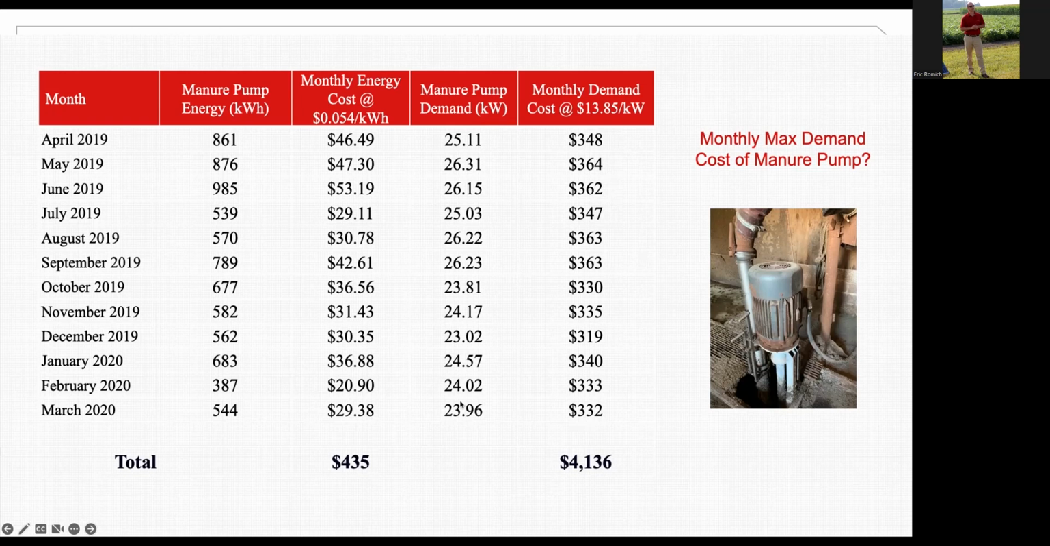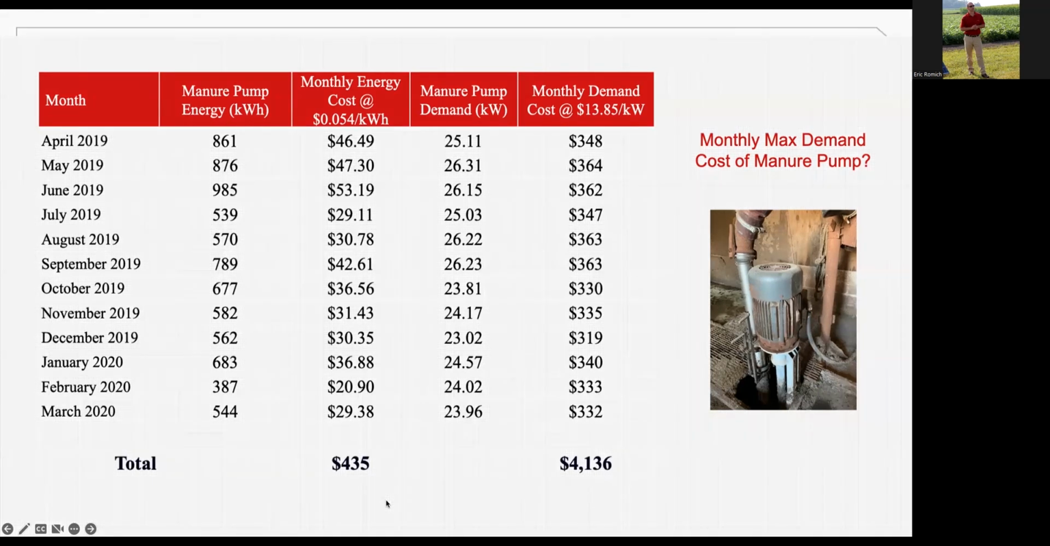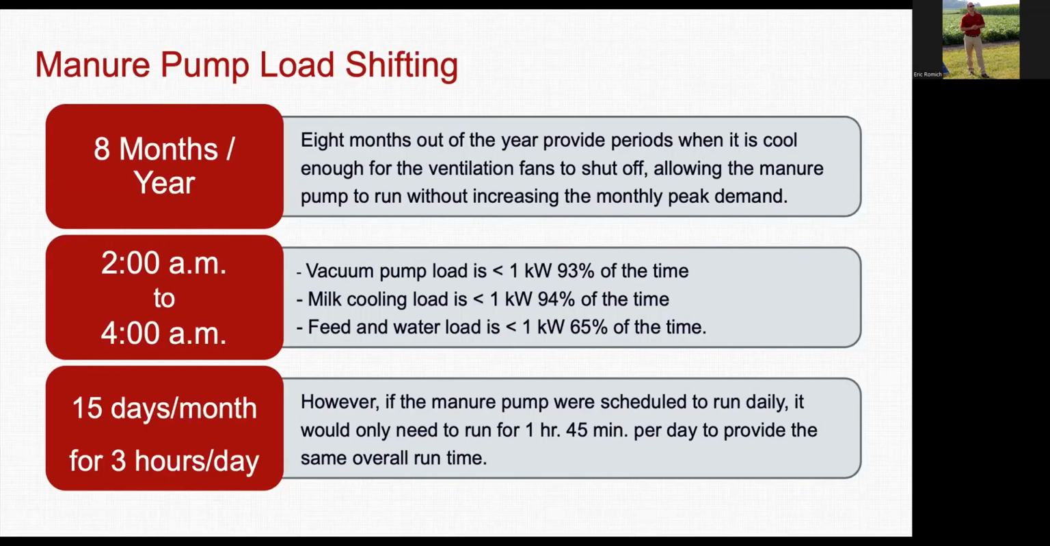ranging from, looks like $319 up to over $360 per month. It's pretty consistent. When we're setting that demand, it's in this 23 to 26 kW range. And overall, the annual demand charges associated with that pump far exceed the annual energy charges. So it's not as though we're really paying for a lot of energy to run it. It's just a large spike in the system. So I think there's evidence that we could see some significant cost savings should we have the ability to reduce that.